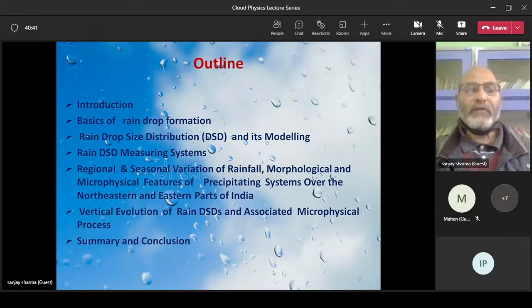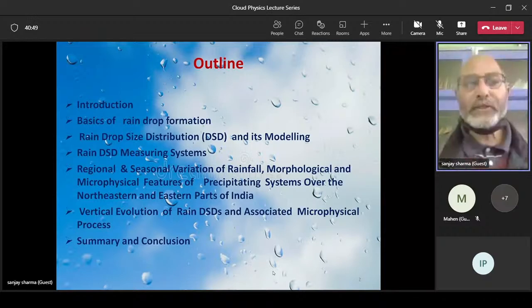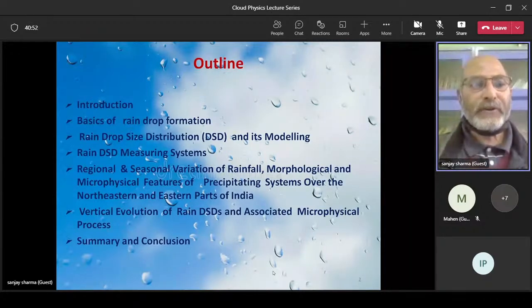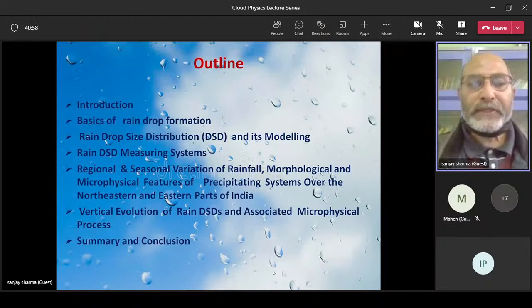Outline of the talk: raindrop formation, then raindrop size distribution and its modeling. Then we will discuss the rain DSD measuring systems. I will present some results regarding regional and seasonal variation of rainfall, morphological and microphysical features of precipitating systems over the northeastern and eastern part of India. And then vertical evolution of rain DSDs and associated microphysical processes. And finally, summary and conclusion.